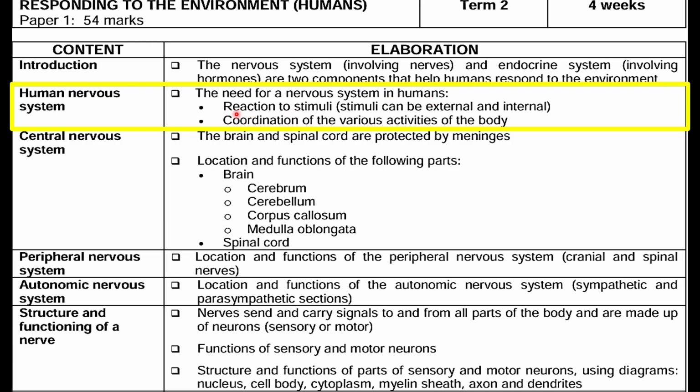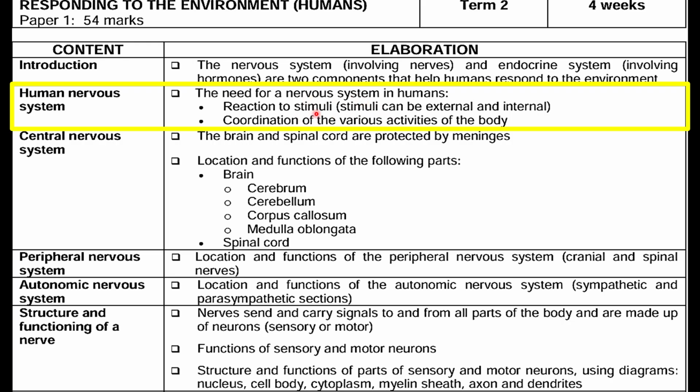One, it is explained that it helps us to react to stimuli. So in response to the statement here, we're looking at reaction to stimuli, and the stimuli can be external, that is from the outside, or internal, that is from inside our body. So we need to respond or react to the environment, whether it is inside our body or outside our body, and we have to be able to do so. It is the reason why we have a nervous system.